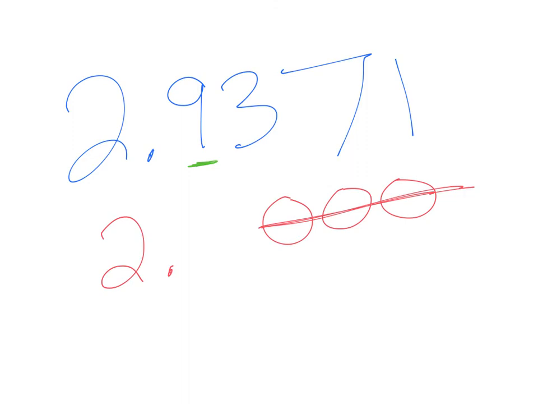But that 9 is the only thing in limbo. And once again, we need to look to the number to the immediate right. Because that value is small, the 9 stays the same. So this value rounded to the nearest tenth is simply 2.9, because again, we've dropped all those decimals.